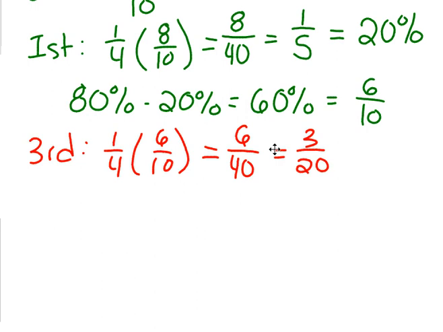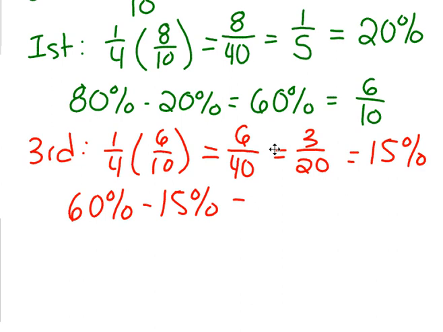And if we turn that into a percent, I'm going to cheat and use my calculator. My brain hurts. It's equal to 15%. So now we have to subtract her current battery minus 15%. So we'll do 60% minus 15%. So we get 45%. And if I convert that back to a fraction, I'm going to get 9 over 20.